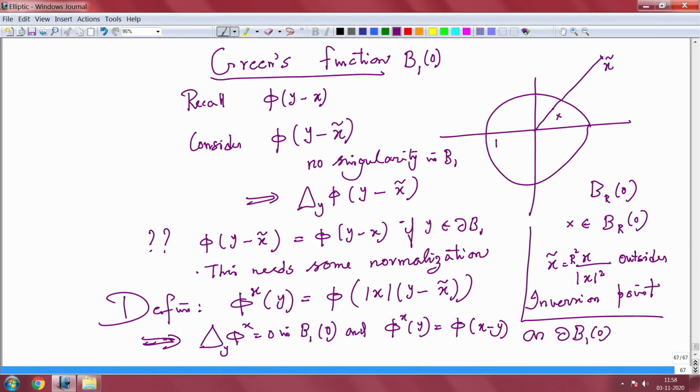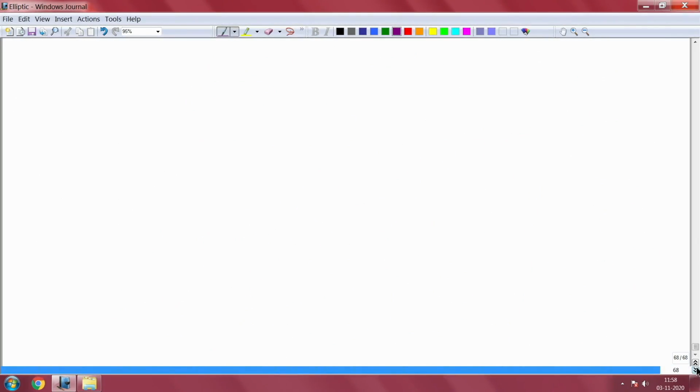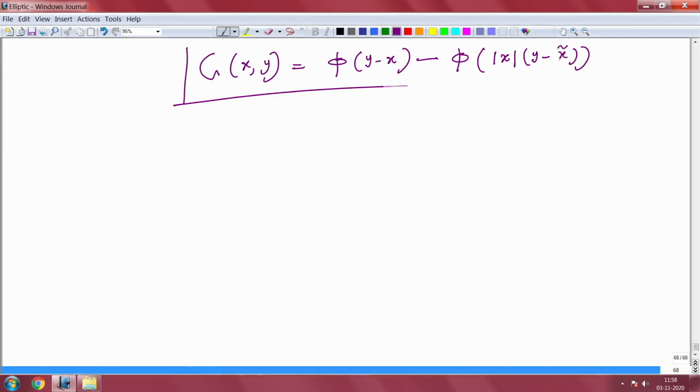Still we use the symmetry we have used. So, with that, you can define G of x, y equal to phi of x minus y minus phi of modulus of x times y minus x tilde. I am using x minus y or y minus x, both are fine. That is your Green's function for B1.